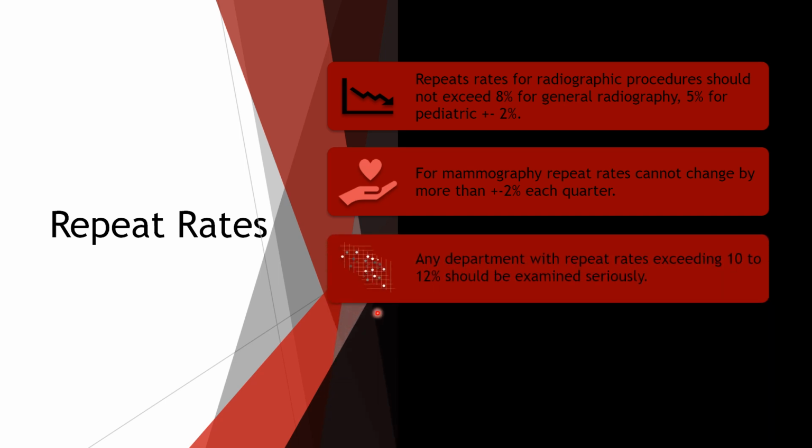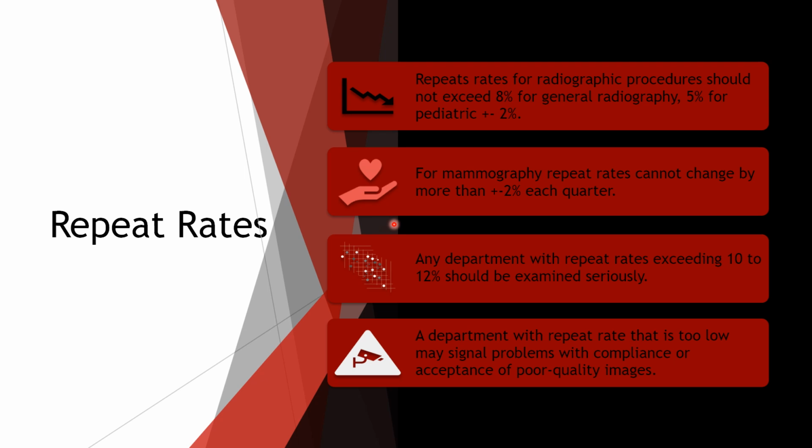Any department with repeat rates exceeding 10 to 12% should be seriously examined. Okay, so the recommended is to keep it under 8%. And if we're getting to 10, 12%, there's maybe a systematic issue going on where it's just beyond individuals or it's beyond equipment, or maybe it is the equipment in the room that is malfunctioning, the main room that's used at the highest volume. So that would be a serious examination. Man, we really need to look at this, right?